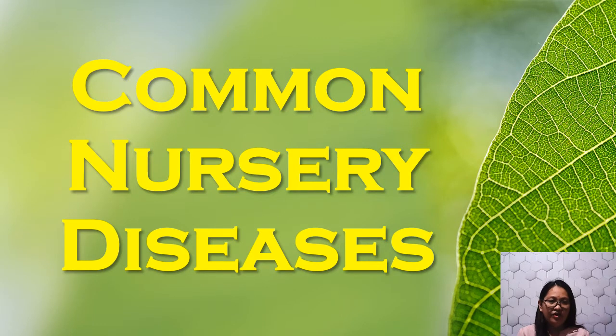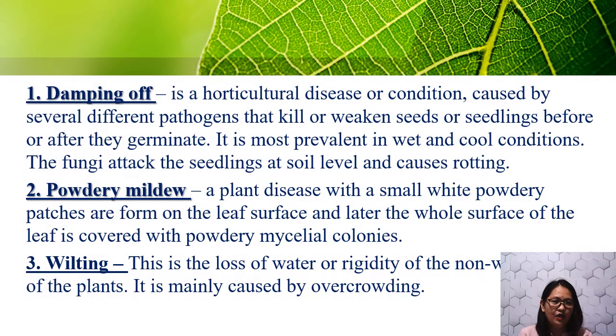Okay, now let's move on to the common nursery diseases. Number 1 is damping off. It's a horticultural disease or condition caused by several different pathogens that kill or weaken seeds or seedlings before or after they germinate. It is most prevalent in wet and cool conditions. The fungi attack the seedlings at soil level and cause rotting.